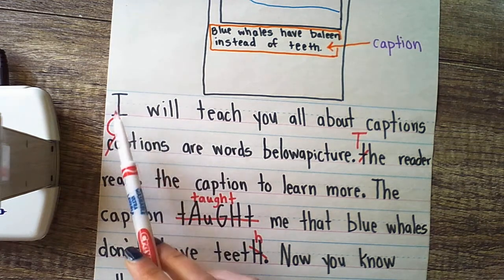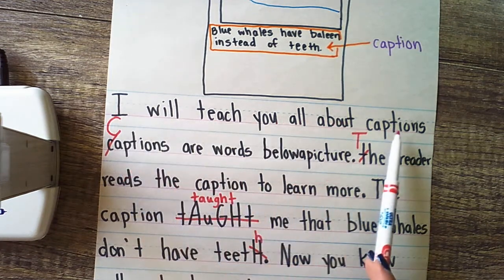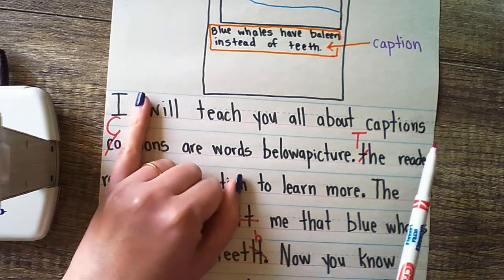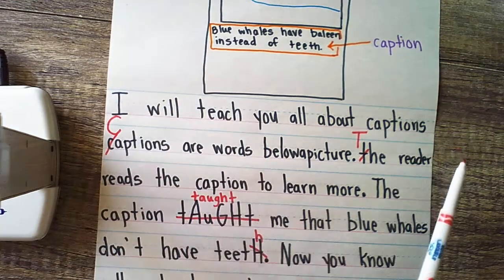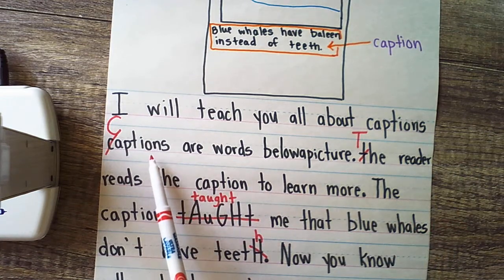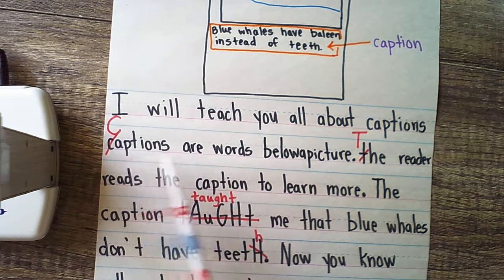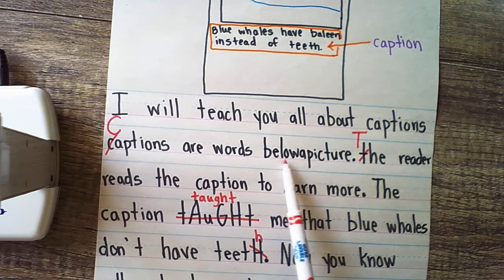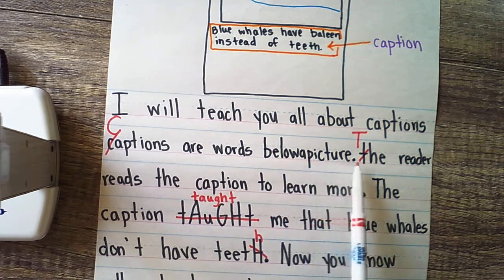Let's take a look. I will teach you all about captions. I see finger space, finger space, finger space. The space between each word looks great. It's easy for me to read. Let's keep going. Captions are words below a picture.